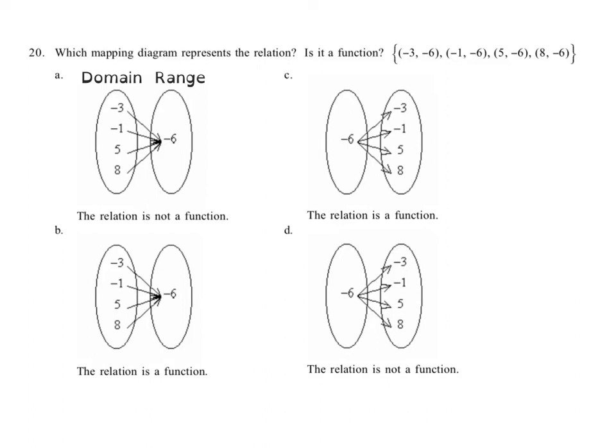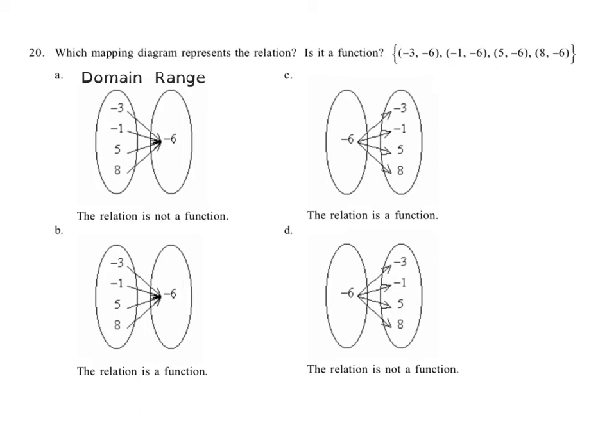We've got -3, -1, 5, and 8. So we do want to have -3, -1, 5, and 8 there in that first column, like we do here and here. And what is the range values? The range values are going to be -6, -6, -6, -6 every time. And you don't write it more than once. So this is why you have something looking like that.